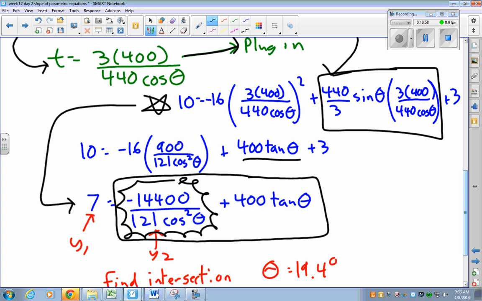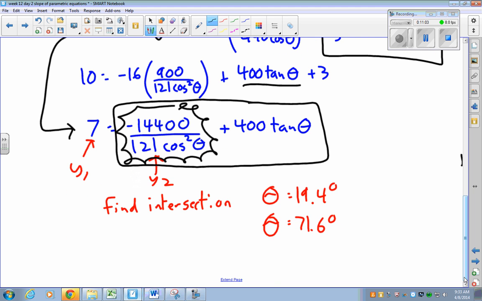Now, I actually found two intersections. I found 19.4 degrees and 71.6 degrees. There's actually infinite amount of intersections, but there's only two of them that are between 0 and 90 degrees. That means if you hit it at an angle of greater than 19.4 or less than 71.6, you're going to hit a home run.